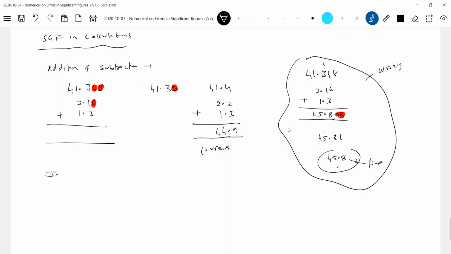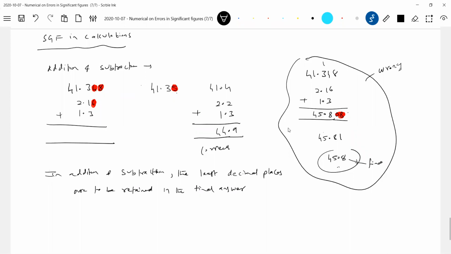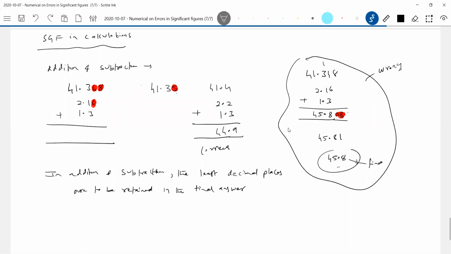So in addition and subtraction, the least decimal places are to be retained in the final answer. This was the rule. Sir, what about significant digits? We are not bothered. In such operations, we may lose significant digits.